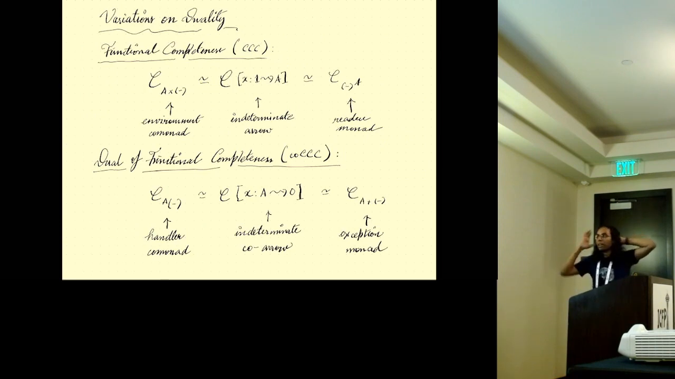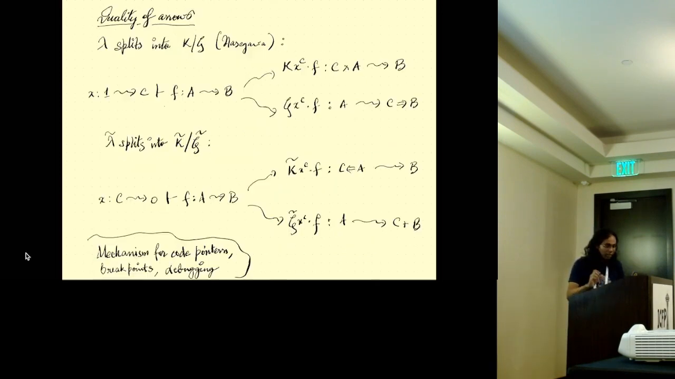There are other applications of this duality. So it can dualize functional completeness. So you might know this as the environment comonad and the reader monad, but if you CPS and then dualize functional completeness, you get an exception monad and a handler comonad. Okay, and this can be used to dualize arrow languages.